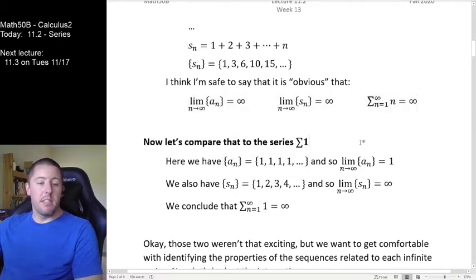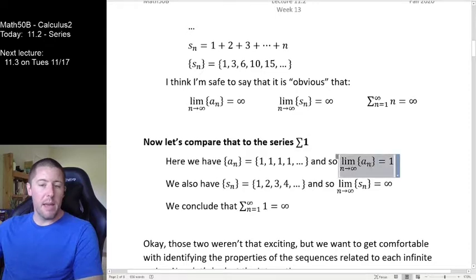Now let's compare this to the series, the sum of 1, right? So this says to me we're going to add up an infinite number of terms where each of the terms is the number 1, right? So each of the terms in our sequence here is 1 over and over and over again. We're just adding up the number 1 an infinite number of times. You should notice that as n goes off to infinity, what happens to our sequence? Well, it actually converged now in this case.